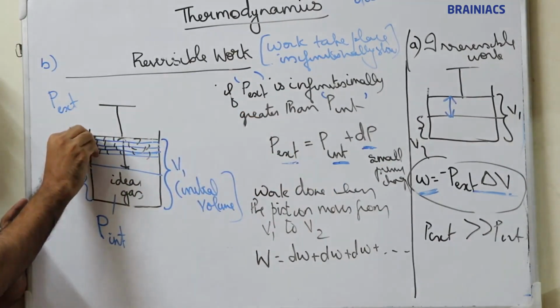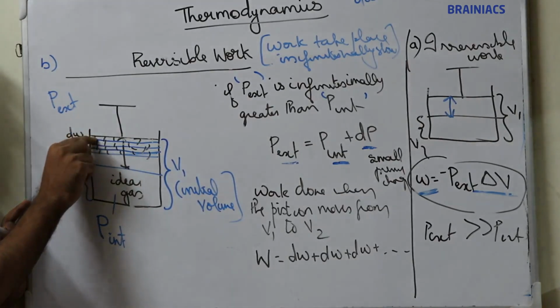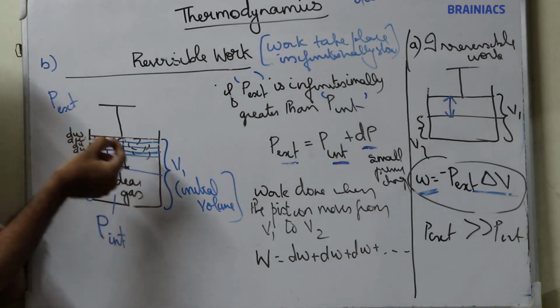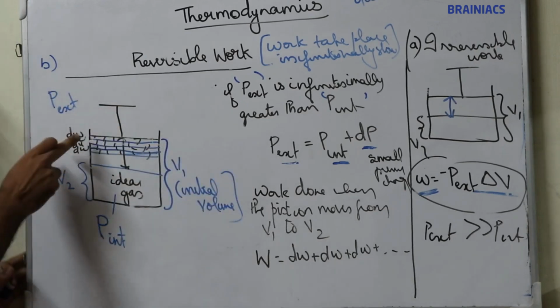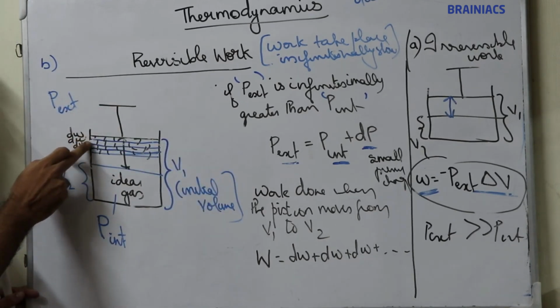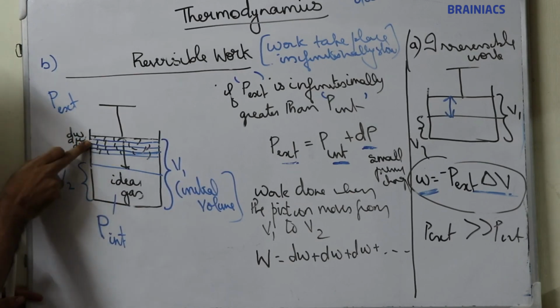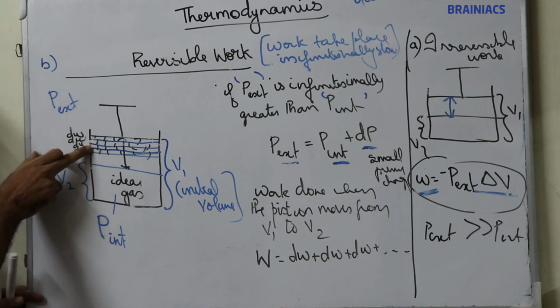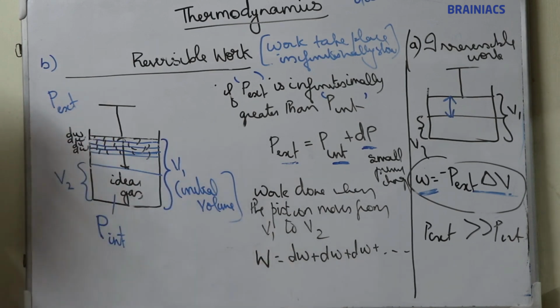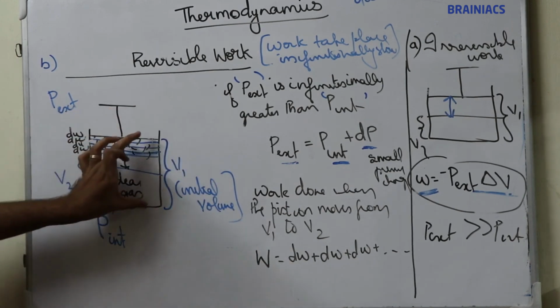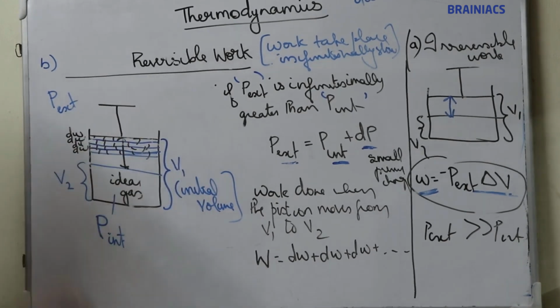So the piston moves from here to here. Again, if external pressure is a little bit greater than internal pressure, the piston moves from here to here. Again, if external pressure is greater than internal pressure, it will move from here to here, from this point to this point. Now, this process continues till the piston moves from V1 to V2.